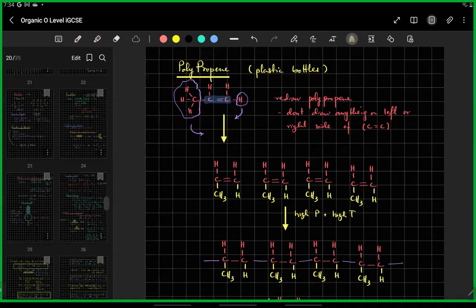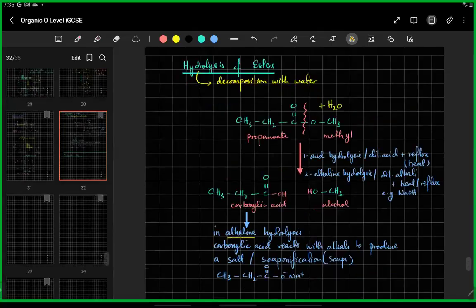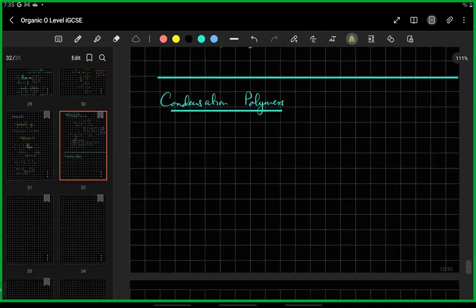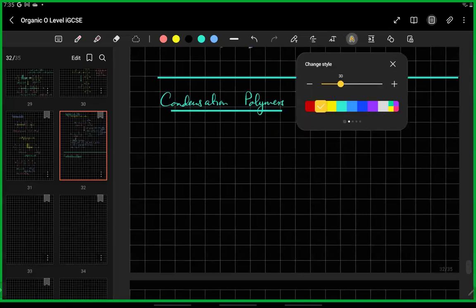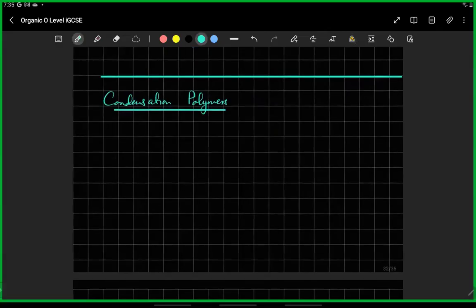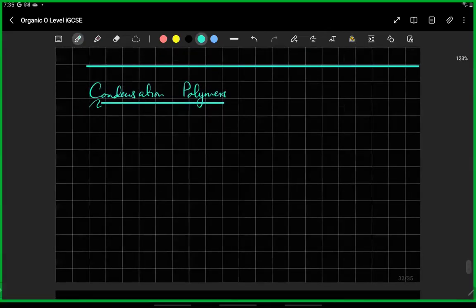ठीक है? तो condensation polymers are kind of something similar, ठीक है? Except कि वो different इसलिए कि they're formed from different monomers. They're not formed from the same monomers. और इसमें ना three types होंगे. Condensation जो word है ना, that means कि water is going to be produced. So there's a byproduct that's going to be produced.